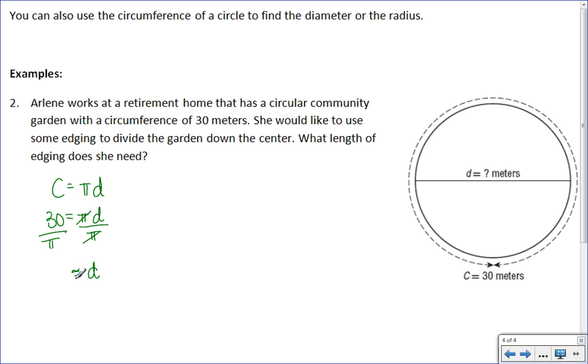And then let's go ahead and divide 30 divided by pi. Don't forget to use the pi button on your calculator. Don't use 3.14. And it should come out to approximately 9.5. So what length of edging does she need? She needs about 9.5 meters.